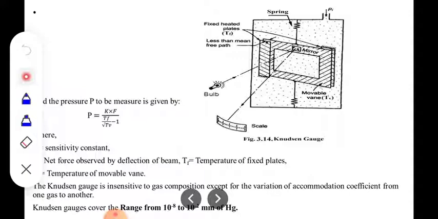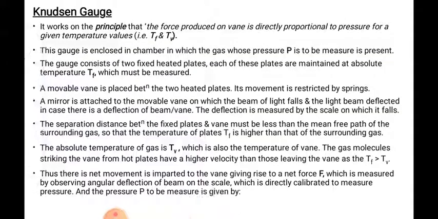Therefore the deflection of the movable vane will take place, and that will be measured by a source of light falling on the mirror, which is reflected back onto the measuring scale. So this is the working principle of the Knudsen gauge. We will understand it in detail. It works on the principle that the force produced on the vane is directly proportional to the pressure for a given temperature value.